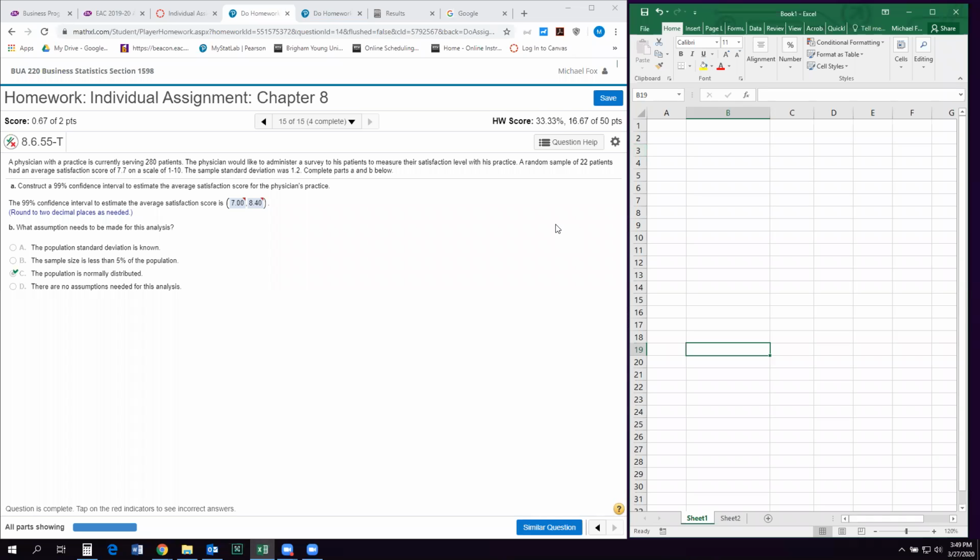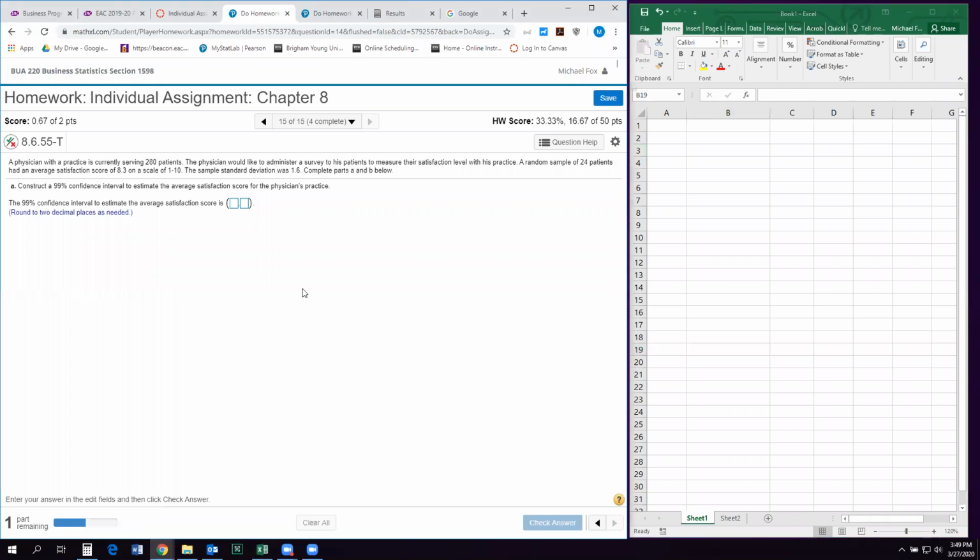All right, here we go with individual assignment 8.6, or chapter 8, 8.6.55T. So a physician with a practice is currently serving 280 patients. The physician would like to administer a survey to his patients to measure their satisfaction level. A random sample of 24 patients had an average satisfaction score of 8.3 on a 1 to 10 scale. The sample standard deviation was 1.6.